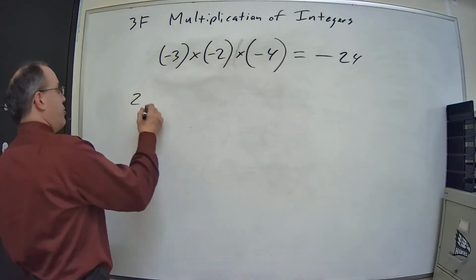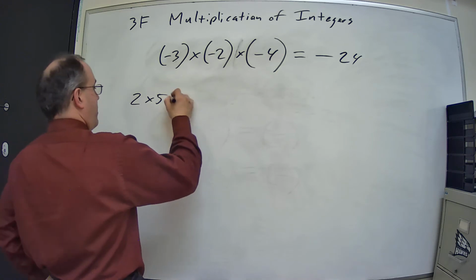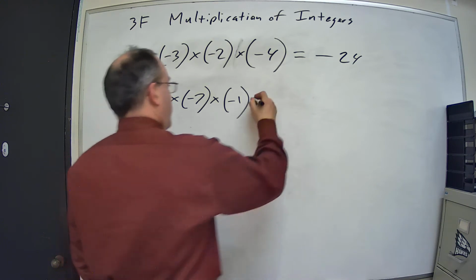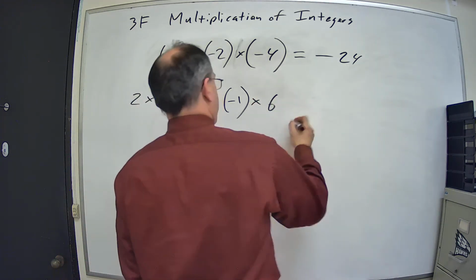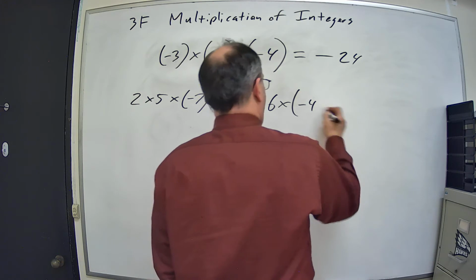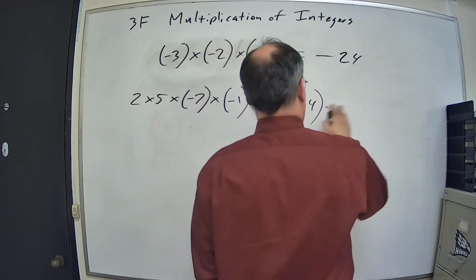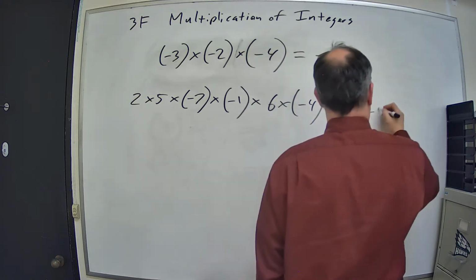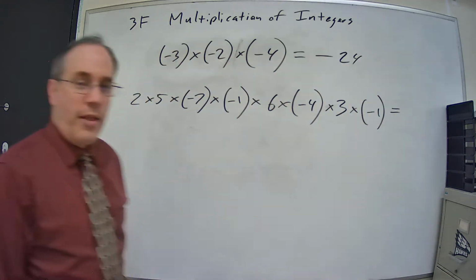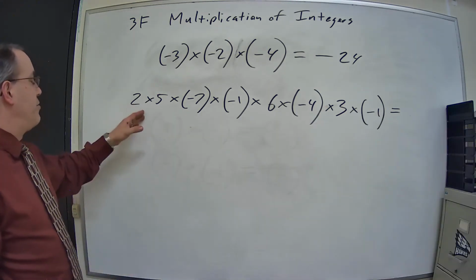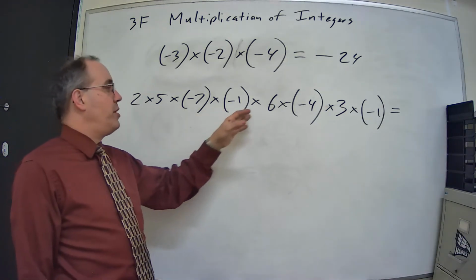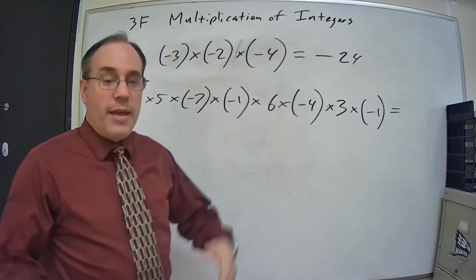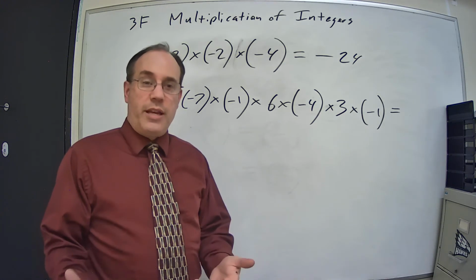I could say 2 times 5 times negative 7 times negative 1 times 6 times negative 4 times 3 times negative 1 equals. Wow, that's a pretty long expression here. And I want to know, is the result going to be positive or negative?